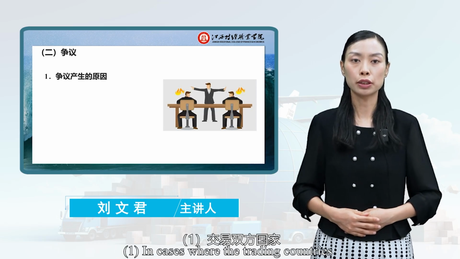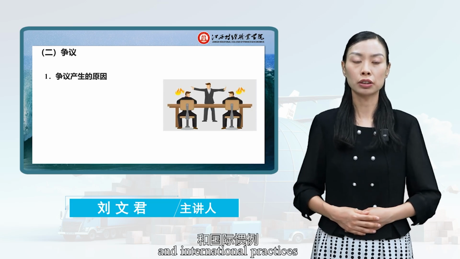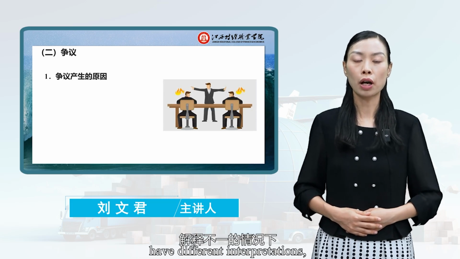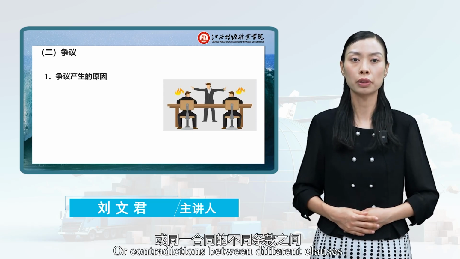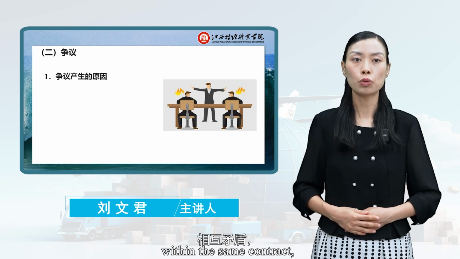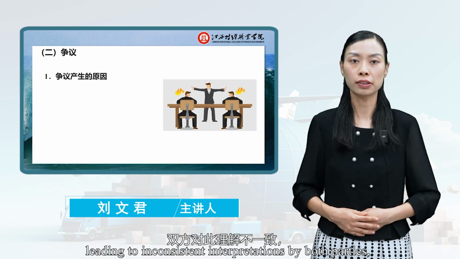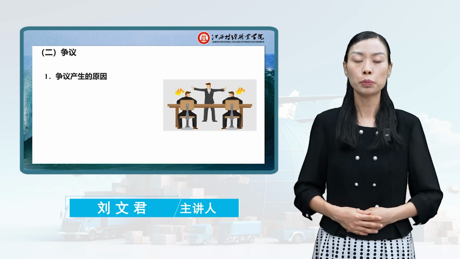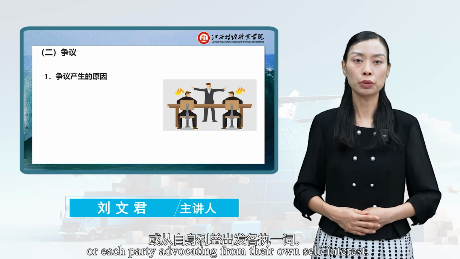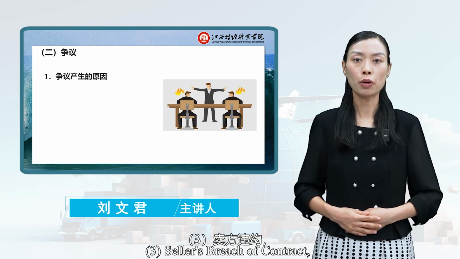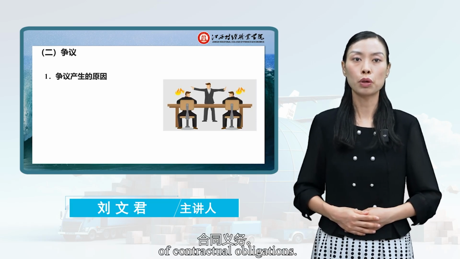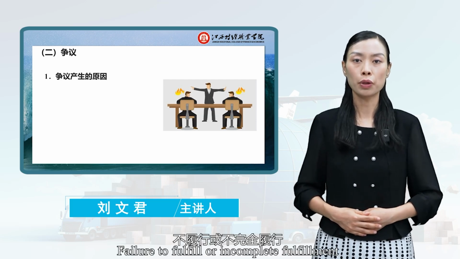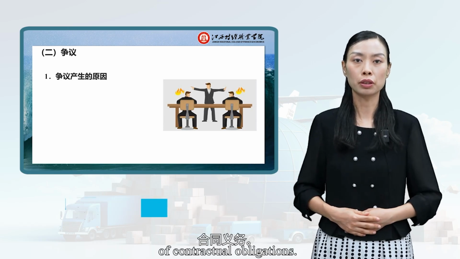First, in cases where the trading countries and international practices have different interpretations, each party holds their own view. Second, ambiguity in contract terms or contradictions between different clauses within the same contract, leading to inconsistent interpretations by both parties, or each party advocating from their own self-interest. Third, seller's breach of contract, failure to fulfill or incomplete fulfillment of contractual obligations. Fourth, buyer's breach of contract, failure to fulfill or incomplete fulfillment of contractual obligations.